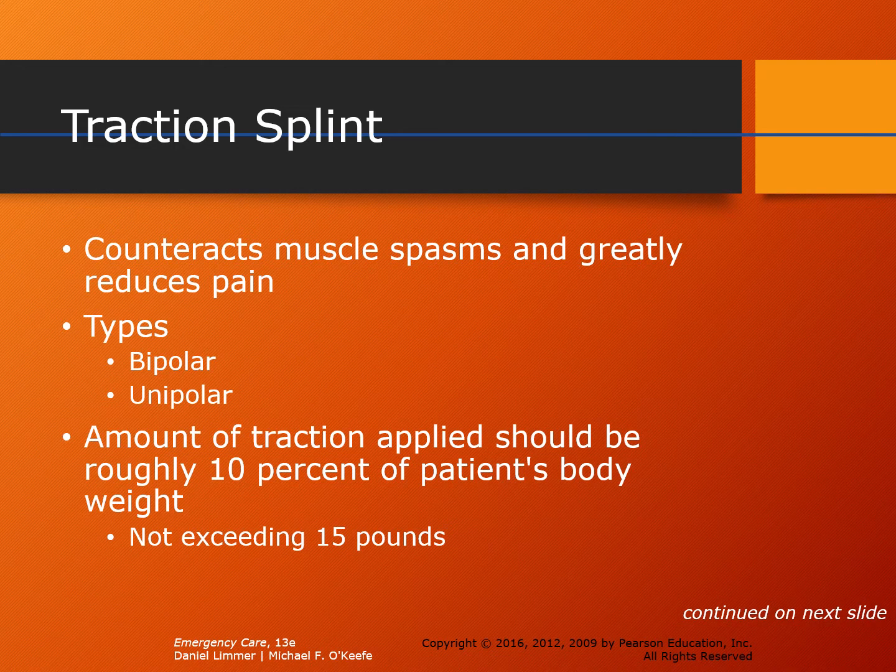Remember that the amount of traction that's applied should be roughly 10% of the patient's body weight. We shouldn't exceed 10 pounds. And really, only on the Sager are we going to be able to determine the amount of traction being pulled in pounds. On our Hare traction splint, we're going to be pulling until the patient states that there is relief, or until we can see that the extremities are the same length. The affected limb is the same length as the unaffected limb.